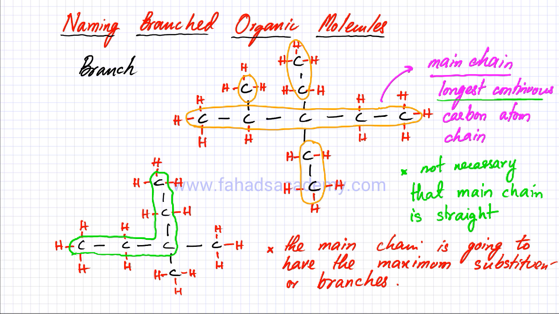This is in fact the main chain of this molecule, because the straight chain is going to have just 4 carbon atoms. So the maximum number of carbon atoms are going to occur if you go from this carbon atom and then move upwards. So it's not necessary that the main chain is straight. And the last important point is that the main chain is going to have the maximum number of substituent groups or branches. And we're going to discuss this further now.